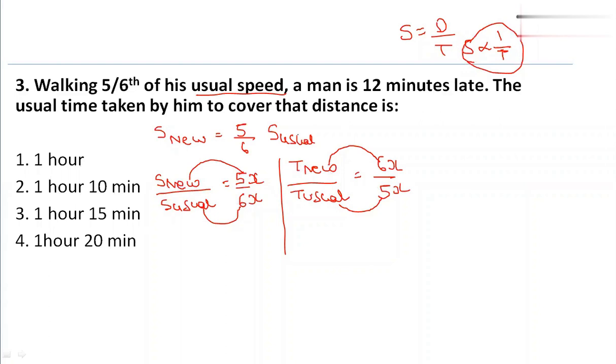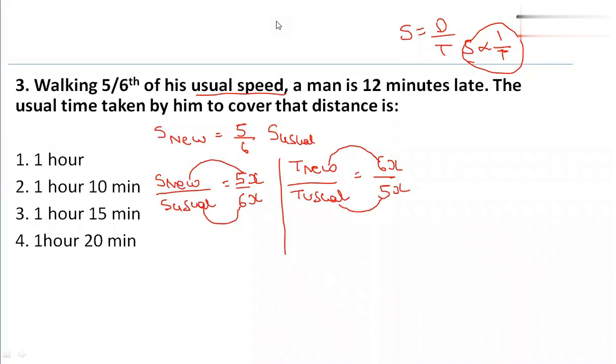Now what is the clue point in the question? Walking 5 by 6th of his usual speed is this information. A man is 12 minutes late. What is the meaning of 12 minutes late, guys? Can I say that 12 minutes is the difference between new time and usual time? The man was 12 minutes late means the 12 minutes is the difference between new time and usual time. Yes or no? Are you accepting it? Actually, he has to reach by usual time, but he was reaching by new time of 6x, which means that 6x is already having 12 minutes extra in it.